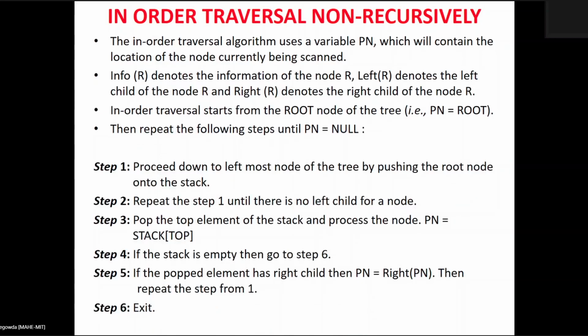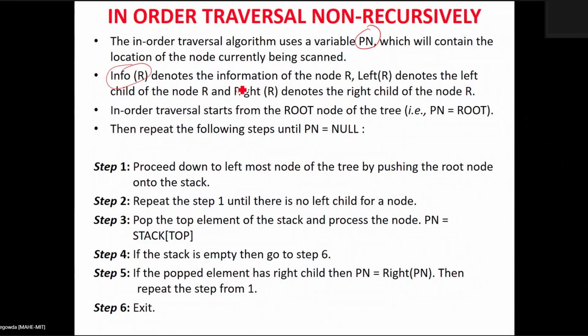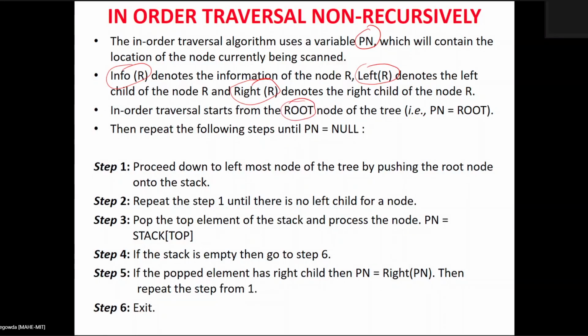So next is in-order traversal. You can also traverse all the nodes in the in-order way non-recursively. Again, we are going to make the same kind of variables here also. Pn means present node, info means the information in that particular node R. Left of R denotes the left child of the node R, and right of R denotes the right child of the node R, and root is nothing but the pointer which holds the address of the root node.